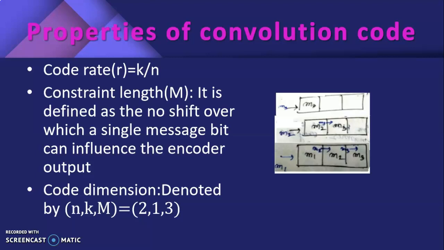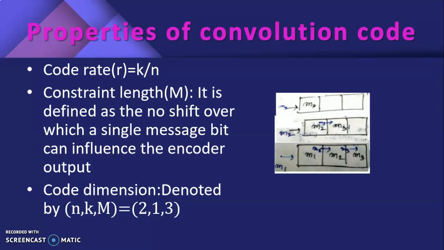Now we go to the next slide, that is properties of convolution code. The first property is the code rate. It is defined as the number of shifts over which a single message bit can influence the encoder output. So the code rate R equals K by N.